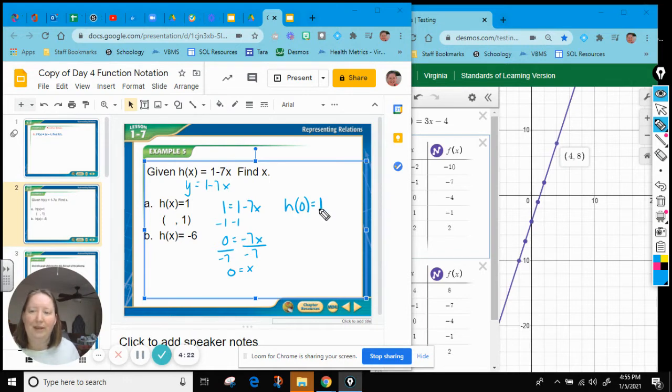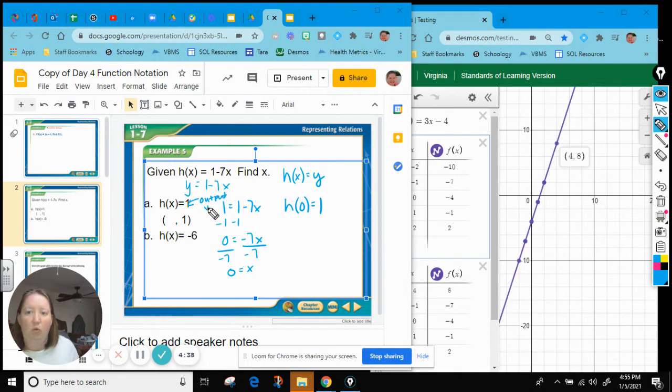It's very important that you understand this notation, that this is an x value and that's a y value, okay? When you input this, you get this as an output. In this question, they gave you an output.